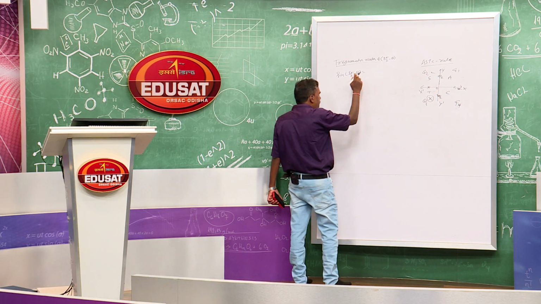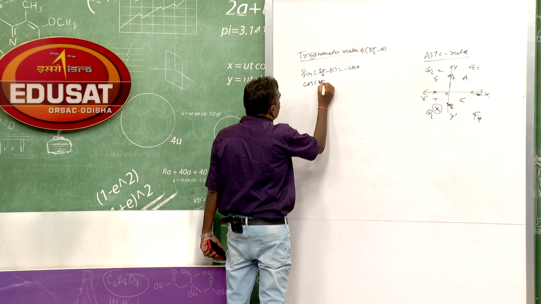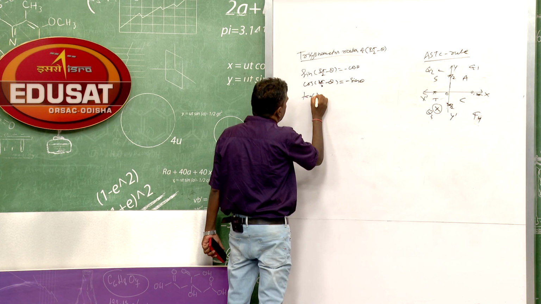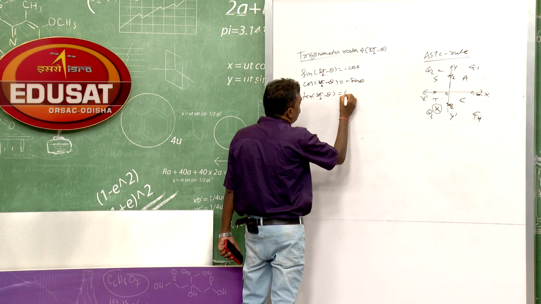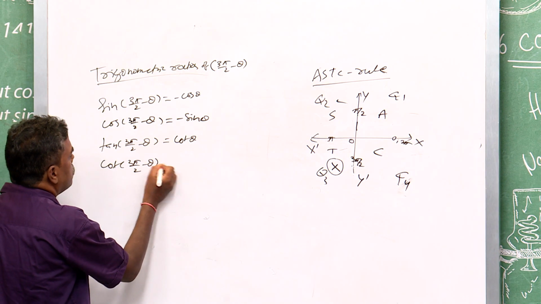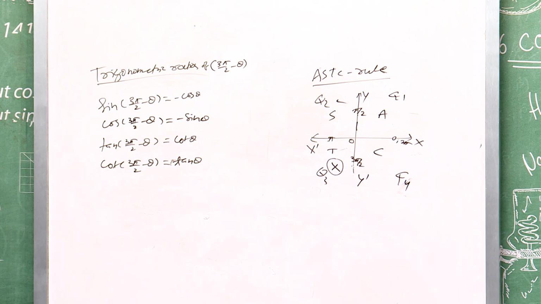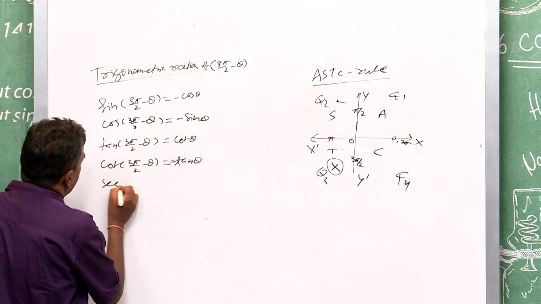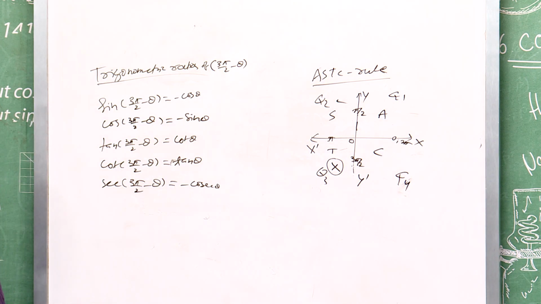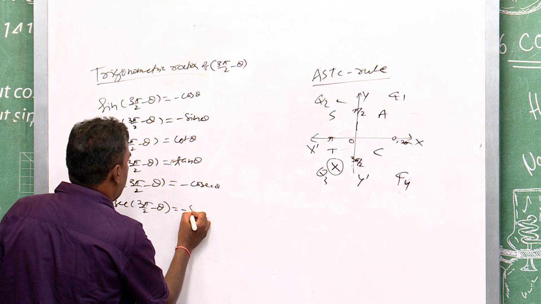So, sin of 3 pi by 2 minus theta is equal to minus cos theta, cos of 3 pi by 2 minus theta is equal to minus sin theta, tan of 3 pi by 2 minus theta is equal to cot theta, and cot of 3 pi by 2 minus theta is equal to tan theta. Then sec of 3 pi by 2 minus theta is equal to minus cosec theta, cosec of 3 pi by 2 minus theta is equal to minus sec theta.